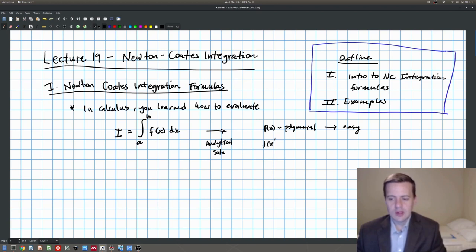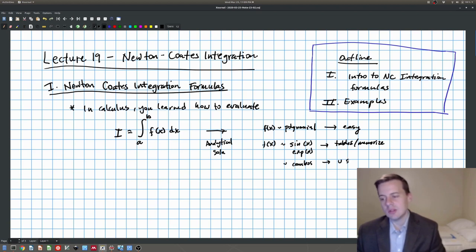If f of x was some transcendental function like sine of x or exponential of x, okay, you basically memorized those, right? So there were tables, and you memorized what those guys were. And then if things got a little harder and you started to put combinations of these together, you learned some techniques like U substitution or integration by parts, okay? And then there are some that were just impossible to do, right? So there were some cases that were impossible.